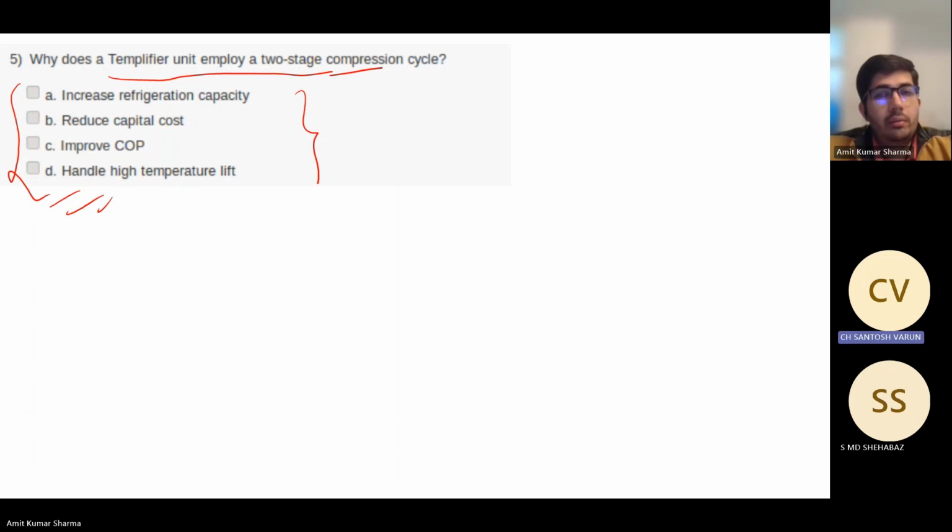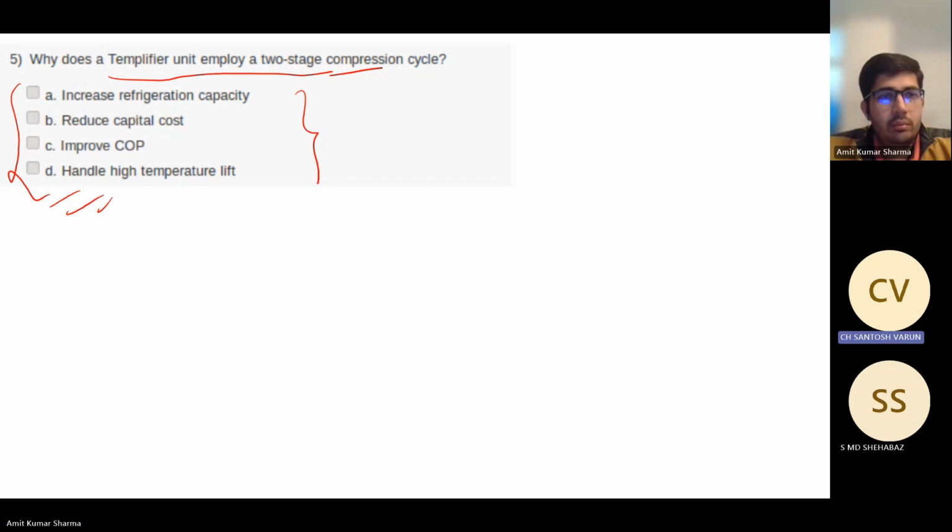Okay, so the compressor work will reduce first of all, so it might improve the COP, and handling high temperature lift seems correct. But if you are installing two compressors, then the capital cost will increase. You need more maintenance, more space, you need everything more. So capital cost will increase for sure; it seems not a viable option.